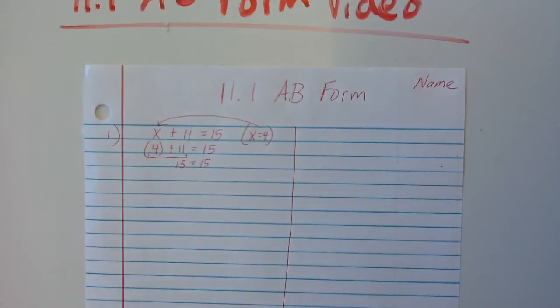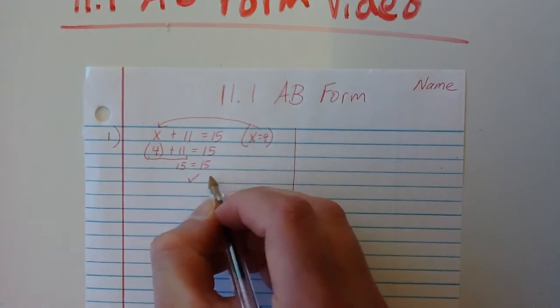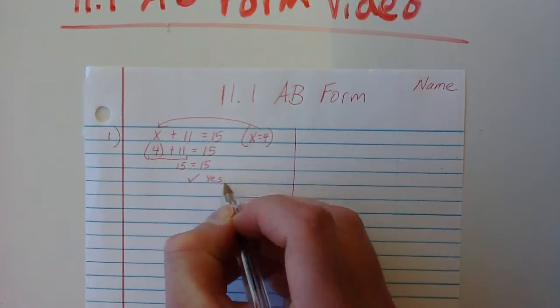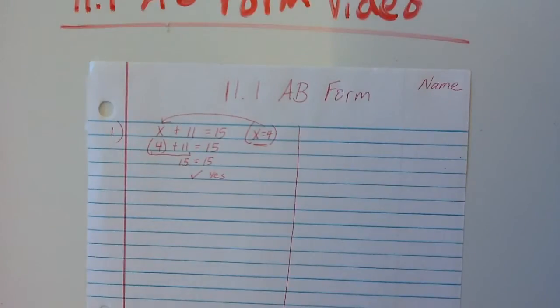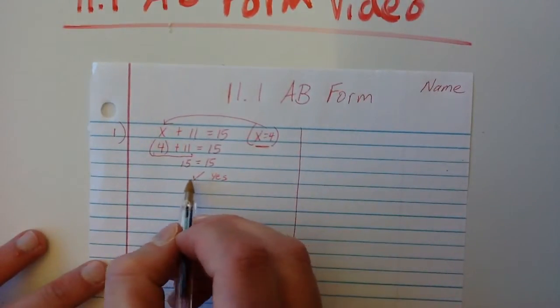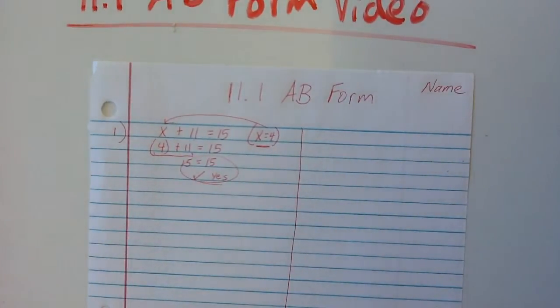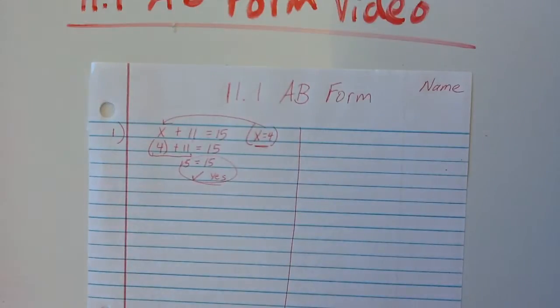Yes, it does. Okay, so if the left side is equal to the right side, we're going to put a check mark, which means yes. Yes, this value for x, when x is 4, it satisfies the equation, or it is a solution to the equation. Okay, so what I'll do is circle this, 15 equals 15, I check mark, yes, that is a solution, and then in the form I will choose yes, it is.